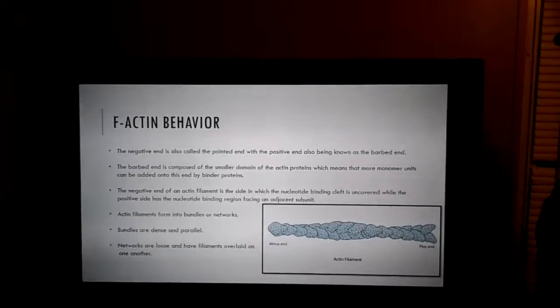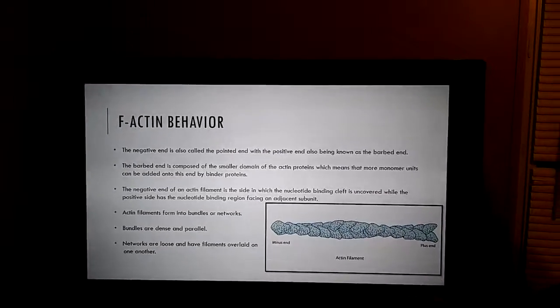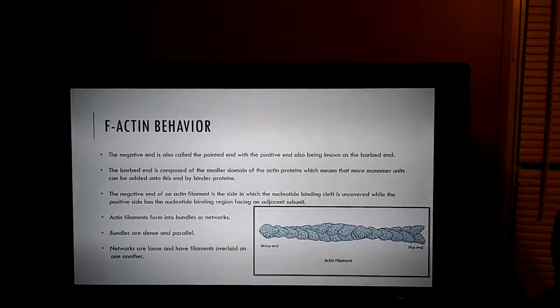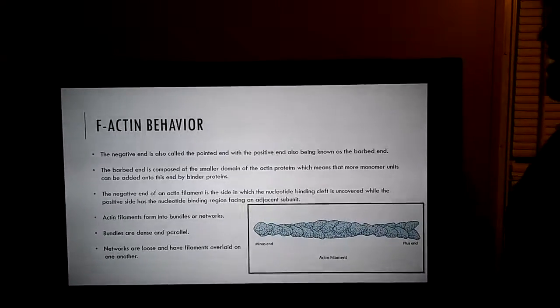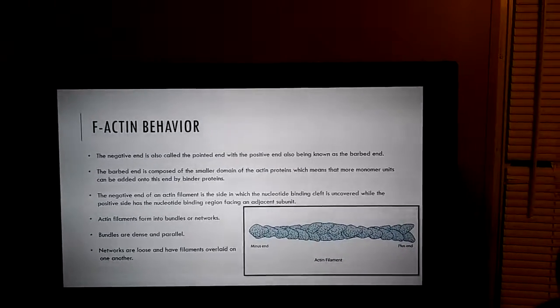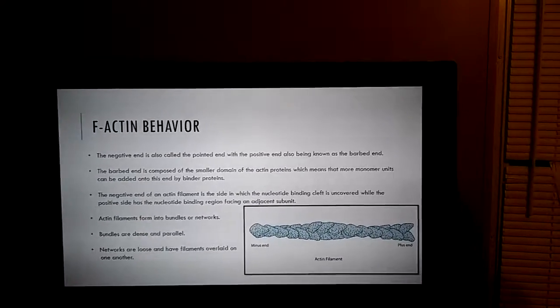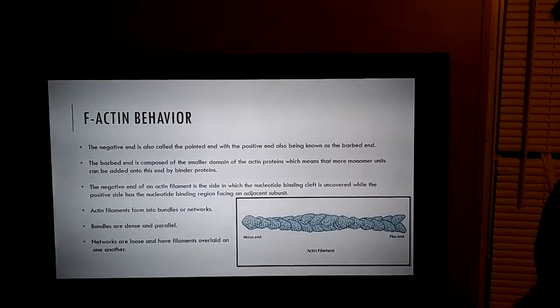And the negative end is where the binding cleft is uncovered, while the positive side has the nucleotide binding region facing an adjacent subunit. Actin filaments can form into bundles and networks. Bundles are dense and parallel. They're like a group of parallel lines, whereas networks are loose and have filaments overlaid on one another.